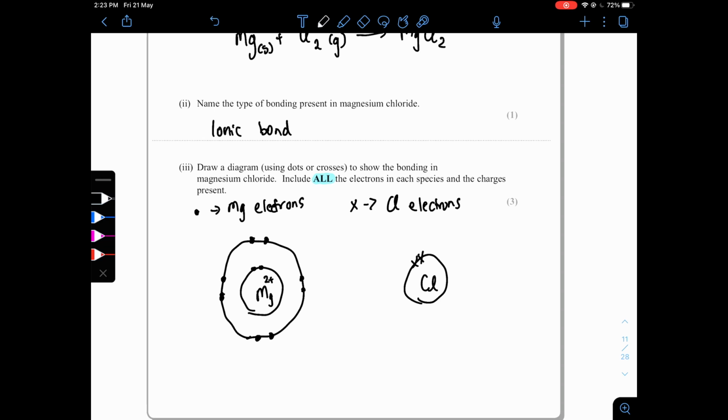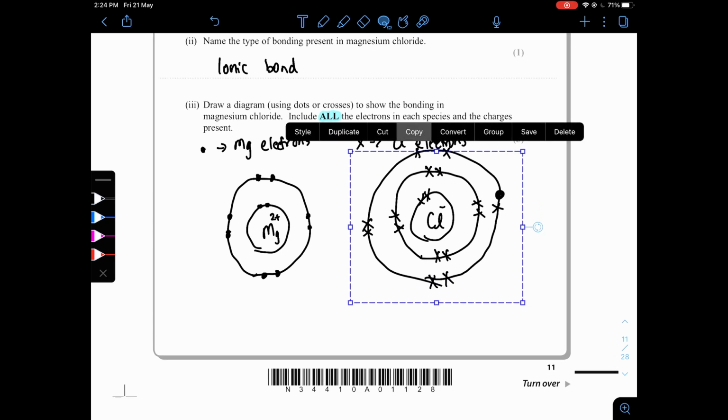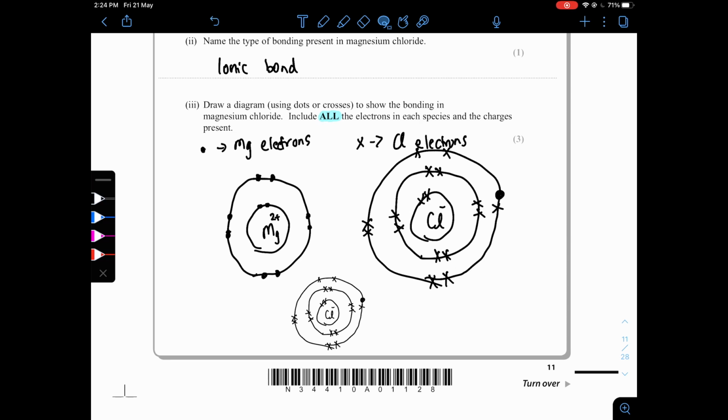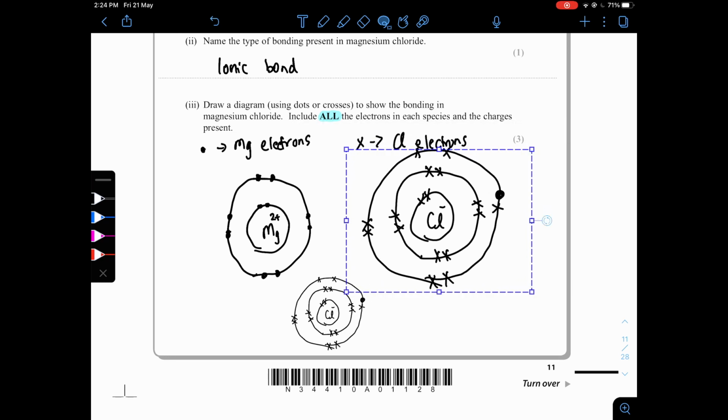We have donated them to our two chlorine atoms. So we add crosses, and another shell, and another, adding 8, so this is chloride minus, and then the other one here, and then we can have the Mg here. We can just copy this, paste it, and make it smaller.